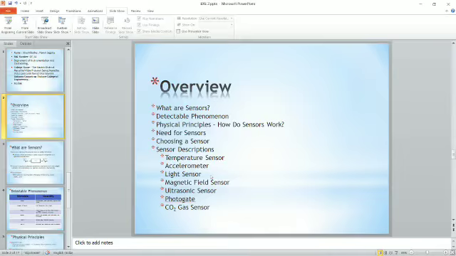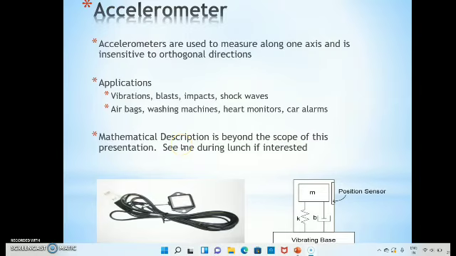Thank you. Hello friends, I'm Mr. Akash Bodke from Instrumentation and Control Engineering, roll number 7. Today I would like to discuss the sensor. Now I will move forward with the accelerometer.